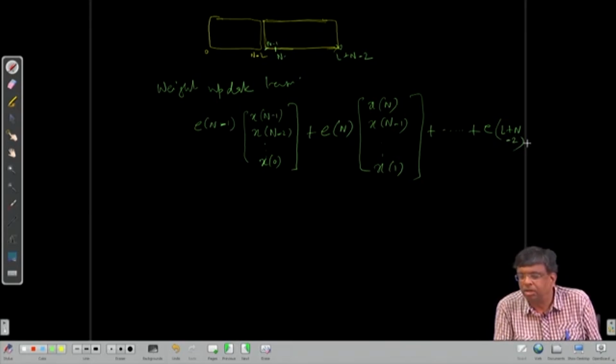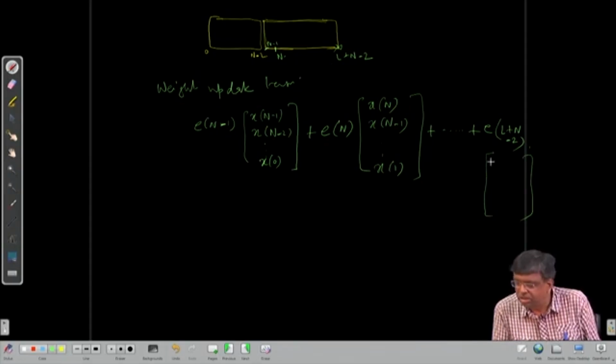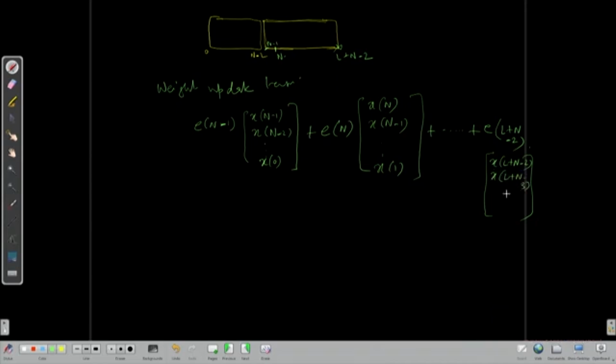How is the error calculated? I have done the filtering at this point using the weight vector fixed for this block, and then subtracted the output from the desired response at this point of time. That is my error e L plus n minus 2. That into the data vector here: we start at x L plus n minus 2, next is one less, so L plus n minus 3, dot dot dot. If you count, the total should be capital N because that is the filter length. So, this one should be x L minus 1.